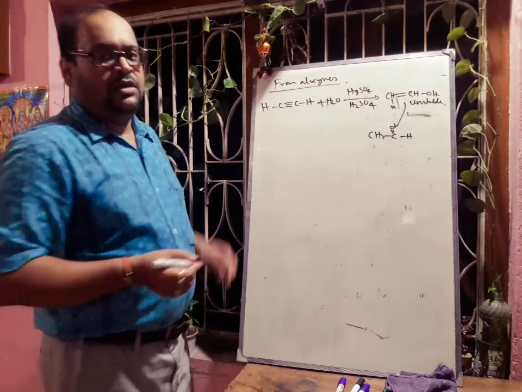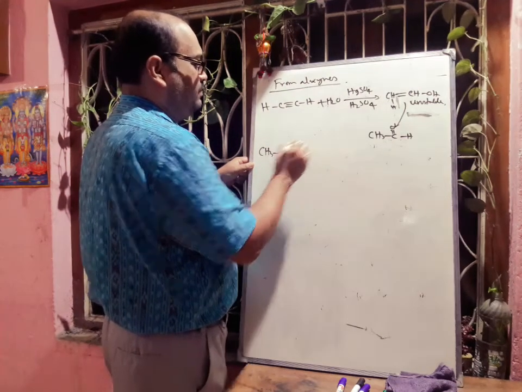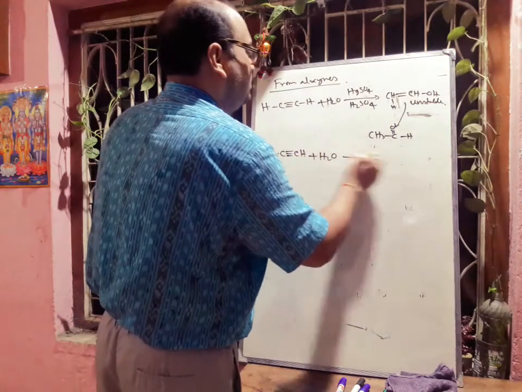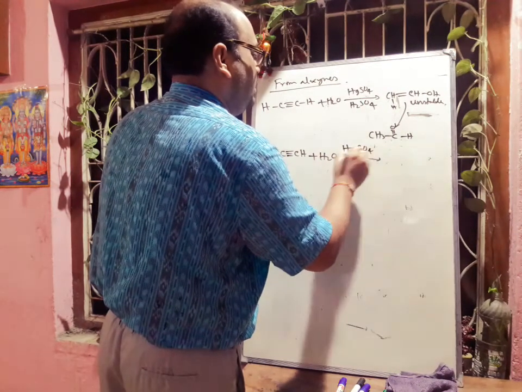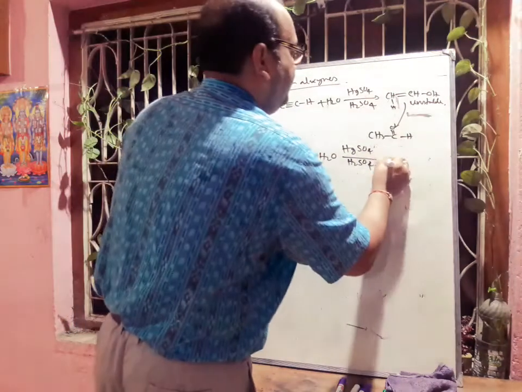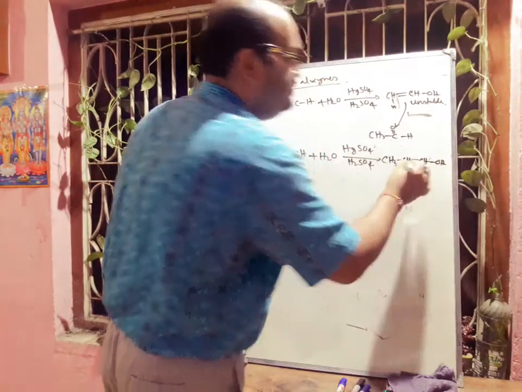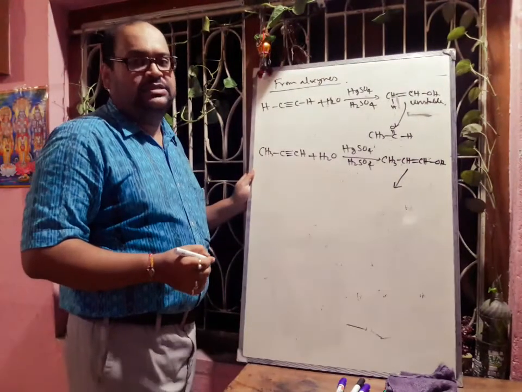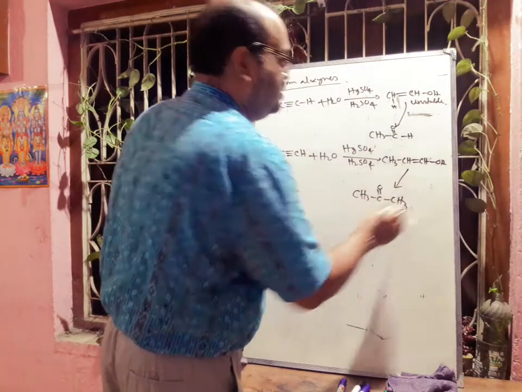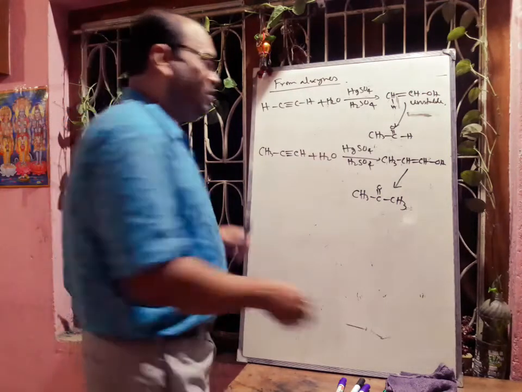Okay. Now if we take the propyne, okay, we use the same reagent, HgSO4 and H2SO4. Then we will get the product with CHOH, and then this product will be rearranged, because it is unstable, to acetone. So in this way we can prepare the corresponding aldehyde and ketone from alkynes.